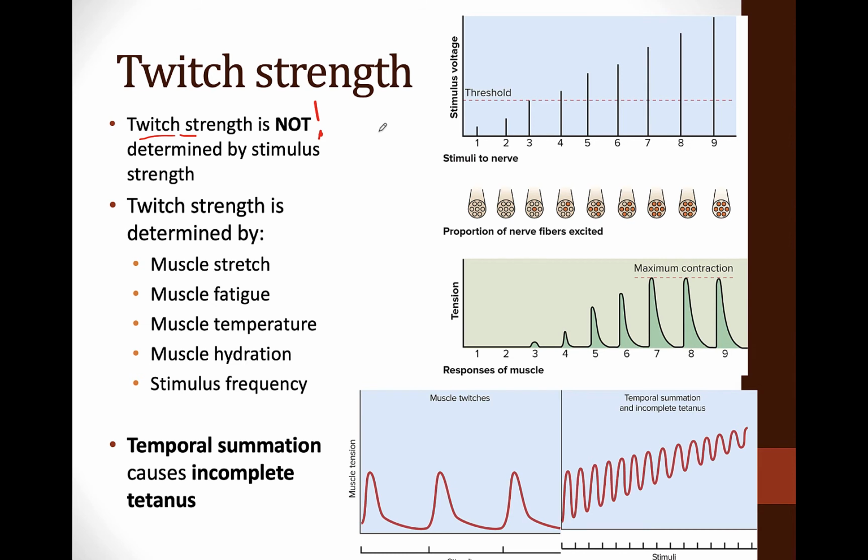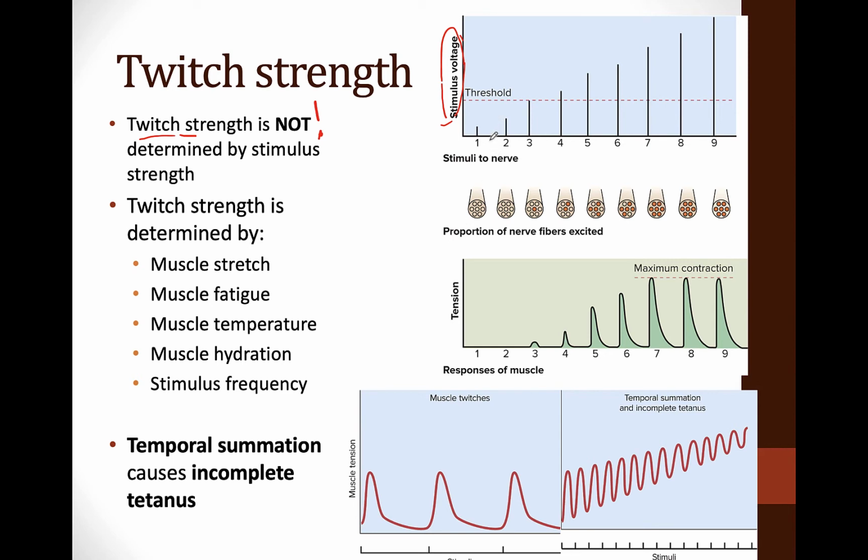Muscle contraction for a single motor unit is all or nothing. So here we've got the top graph. We've got stimulation, and here's the voltage of the stimulation. This is the strength of the action potential coming down the nerve. So you would do this with a voltmeter. You could just up the amps of the stimulus.